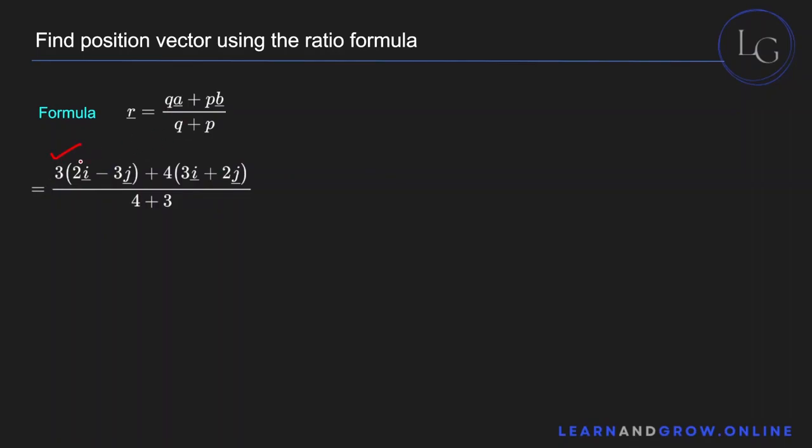And A was equal to the position vector of C, so that's this. And we found P to be 4 and this to be the position vector of D. So now, and this is the denominator, Q plus P. So Q plus P was equal to 4 plus 3, obviously. And once you actually expand and do all the calculations, you'll find out that this is the result. So this is the position vector of the point dividing the line CD by the ratio of 4 by 3.